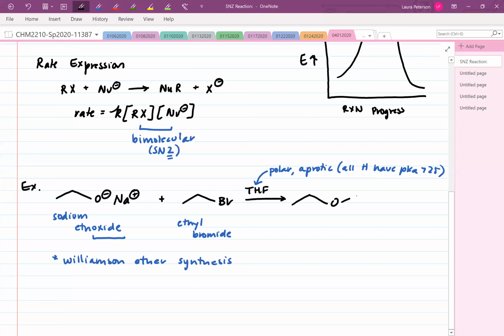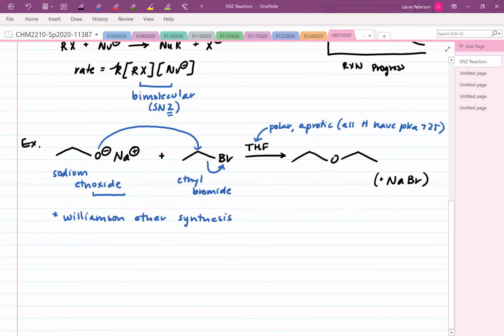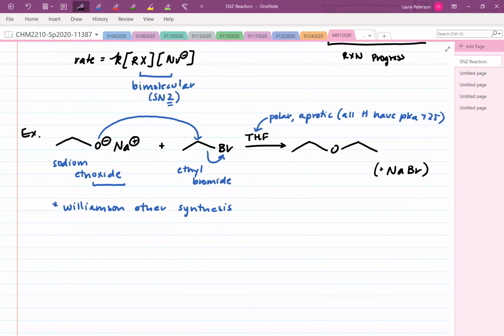The product of this reaction is going to be our ether, and our byproduct would be sodium bromide, bromide being our leaving group. If we wanted to draw the mechanism here, we would have our nucleophilic oxygen attack the carbon that bears the leaving group, and the leaving group would leave. It's a single step concerted mechanism to make the ether that we have shown there. This is called Williamson ether synthesis again because we're making an ether. So there's one generic example.